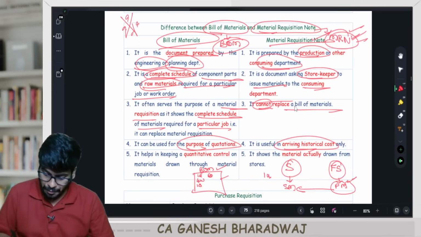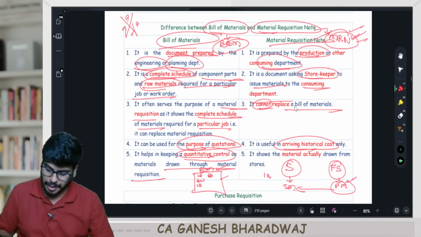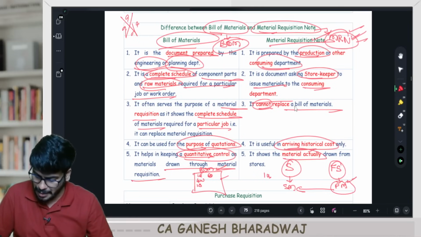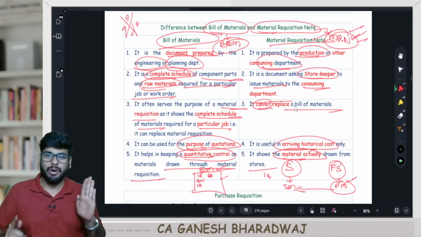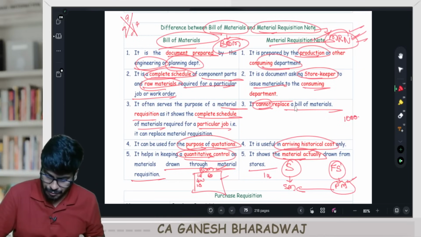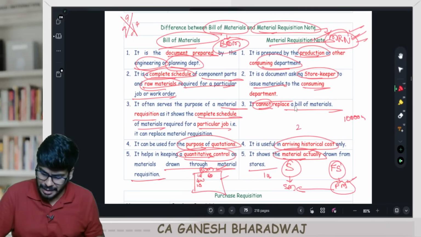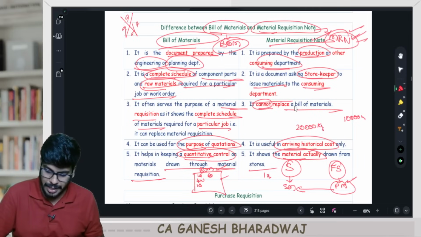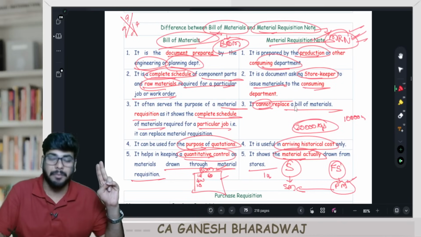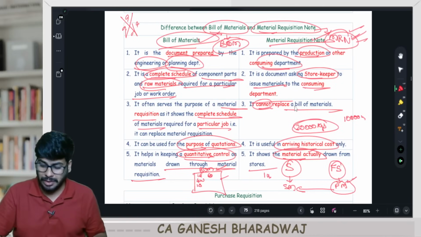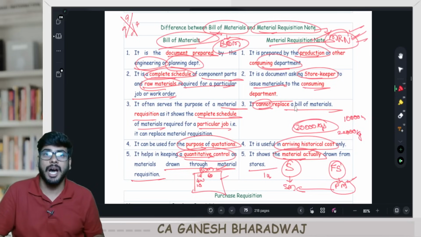The next one. Your bill of material helps in keeping a quantitative control on the materials drawn through the material requisition. This material requisition note shows the material actually drawn. Are you clear with this? So here, using the bill of material, you can have a control. Right, this guy is going to produce 10,000 units of FG. For every unit of FG, you need 2 kgs of raw material A, which means maximum this guy should have requested only 20,000 kgs of raw material A. Correct? So this data you can derive from the bill of materials. But now this guy actually requested 22,000 kgs of raw material A. How do you know this?